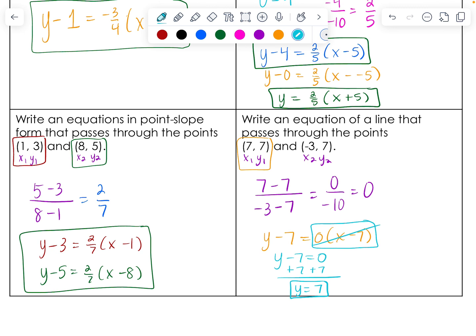So this is an example where the point doesn't actually give you a full point-slope form answer because it does simplify down, but it's a possibility, and that's because both of your y values have the same number. So if you were to plot them, they would be on this y equals 7 line, which goes through the y-axis at 7.